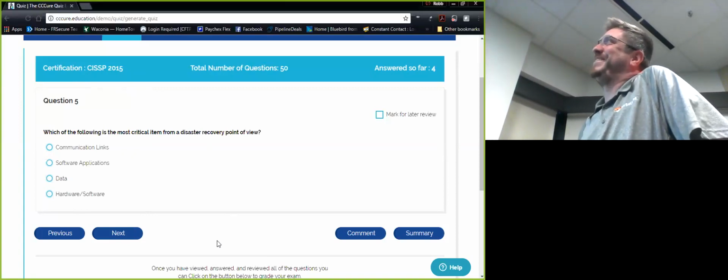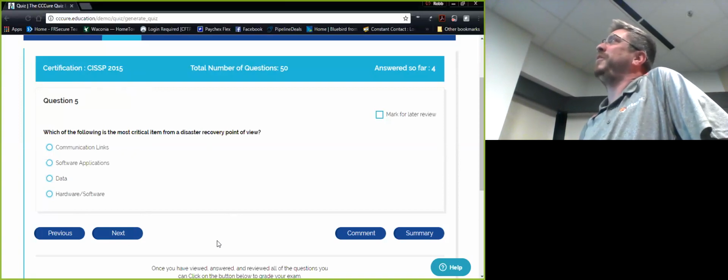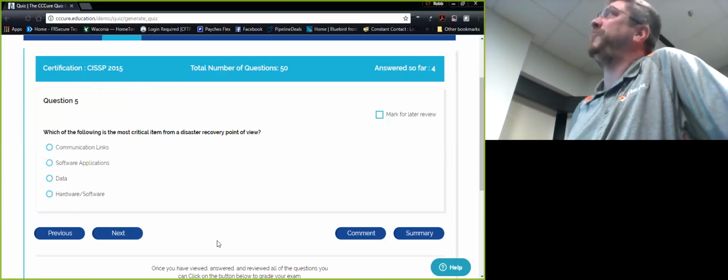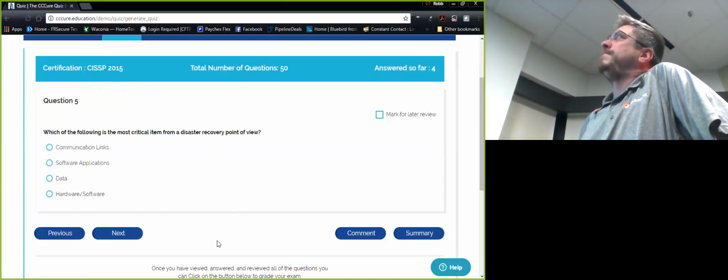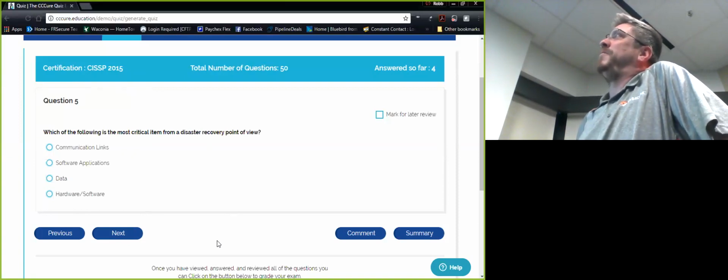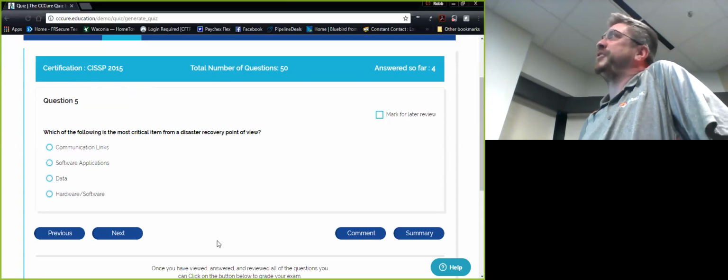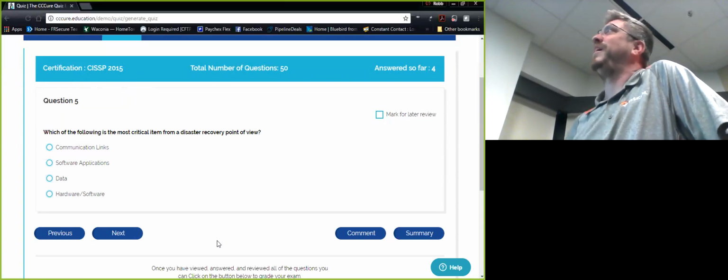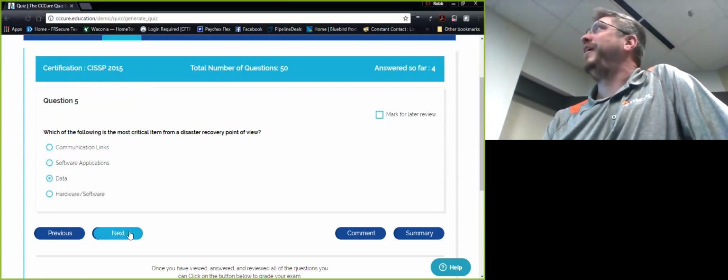Which of the following is the most critical item from a disaster recovery point of view? Communication links, software applications, data, hardware, software. I think it might be communication. Well, I think they're talking telecom, that's your internet connection. So that's not necessarily software applications, hardware, software. I think it's data. Everything else is replaced.